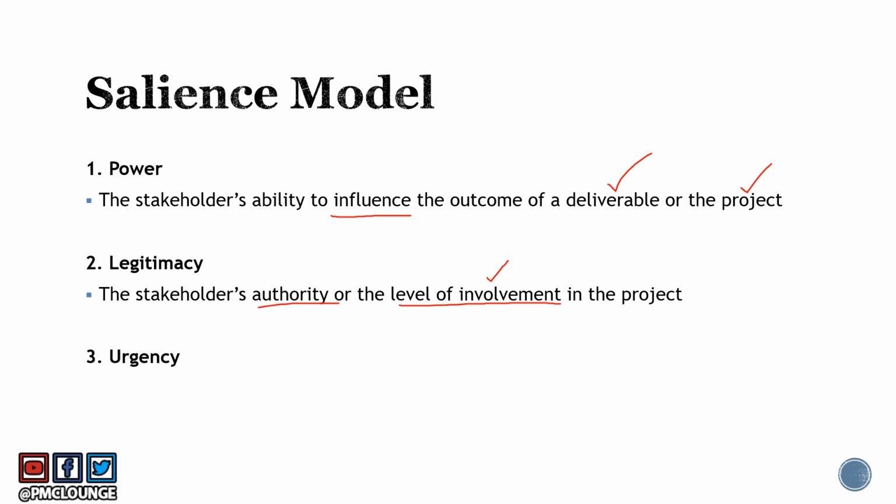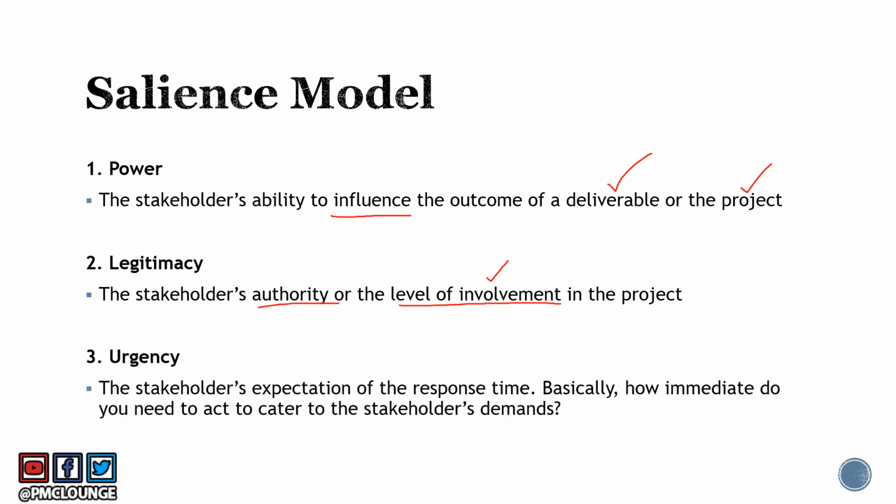Third parameter is urgency, and this one is different from the power interest grid because power interest grid does not talk about urgency at all. Urgency is basically the stakeholders' expectation of the response time. If they have a request for you, if they have certain requirements, what is the response time that they expect from the project? Basically, how immediate do you need to act to cater to the stakeholders' demands?